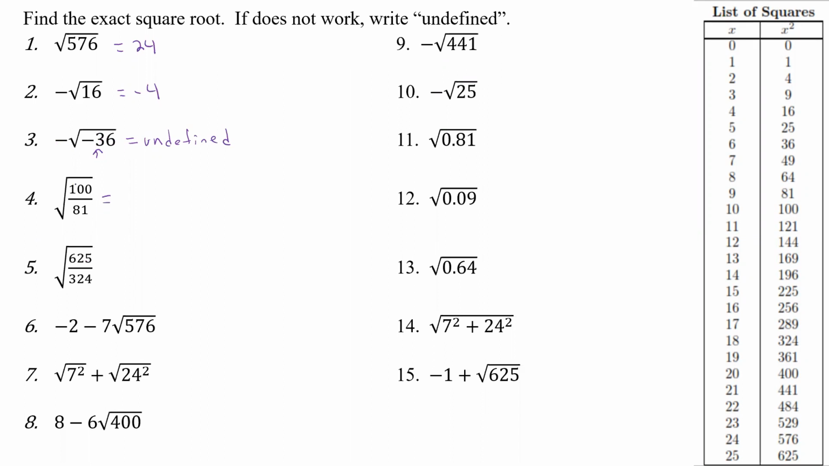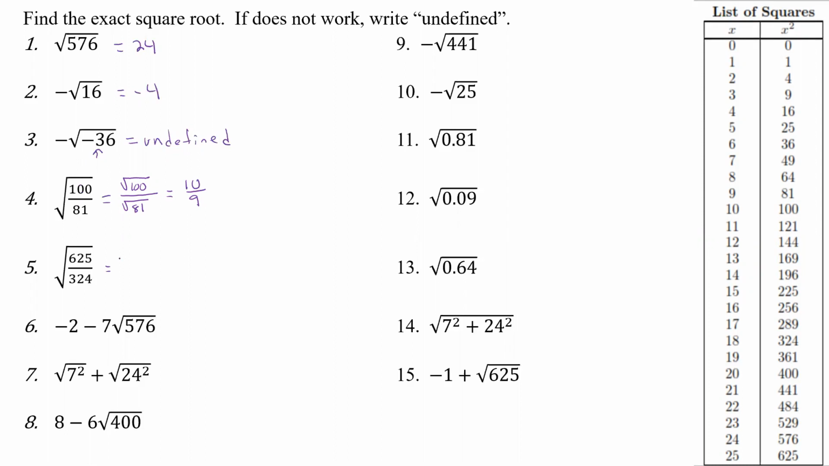Now this one, what do we have? We have a square root of 100 over 81. Well, what we can do is we can break this down into the square root of 100 over the square root of 81. And so we just break our fraction down. We put the square root of each on top and bottom. Well, the square root of 100 is just 10. The square root of 81, that's 9. And so our solution is just 10 over 9.